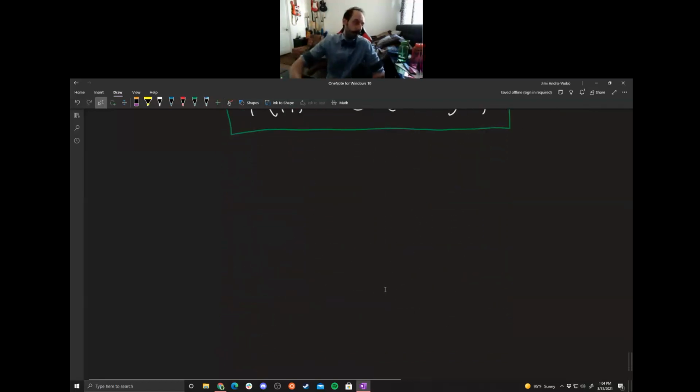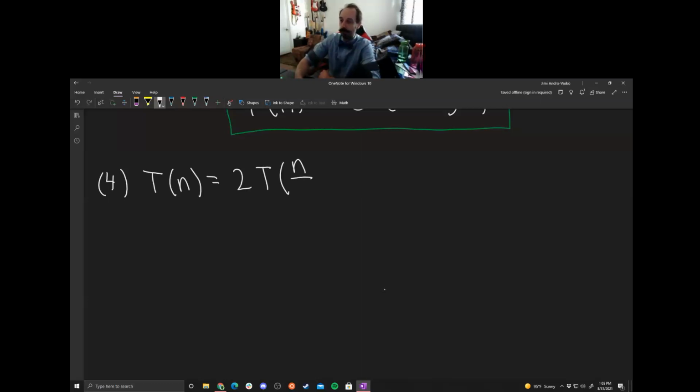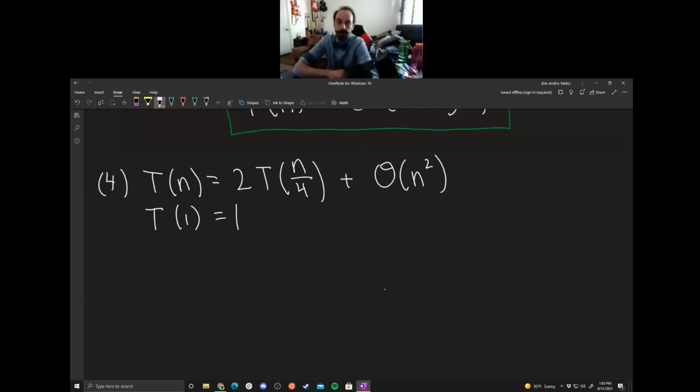So I think I have only one more I have to cover, at least for expansion methods, and then we'll do other methods of solving recurrence relations. So let's look at the fourth recurrence relation. T(n) = 2T(n/4) + theta n squared. And of course, as always, our base case T(1) will just be 1. So a size 1 input takes 1 step typically. Okay, so let's go ahead and expand this. T(n) equals, so I'll just rewrite this over here.